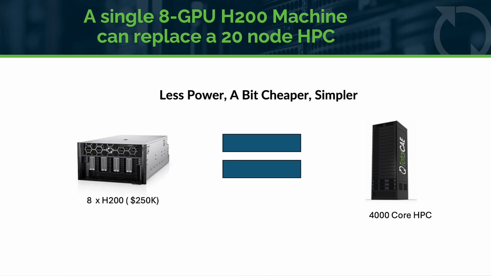So this is kind of what an 8-way box looks like. You can have an 8-way H200, it's about $250,000. That is the same performance as a 4,000 core system of the latest generation, 20 nodes. So still, on the high end, you can replace a lot of equipment with just a single box, for a similar price point, slightly cheaper.